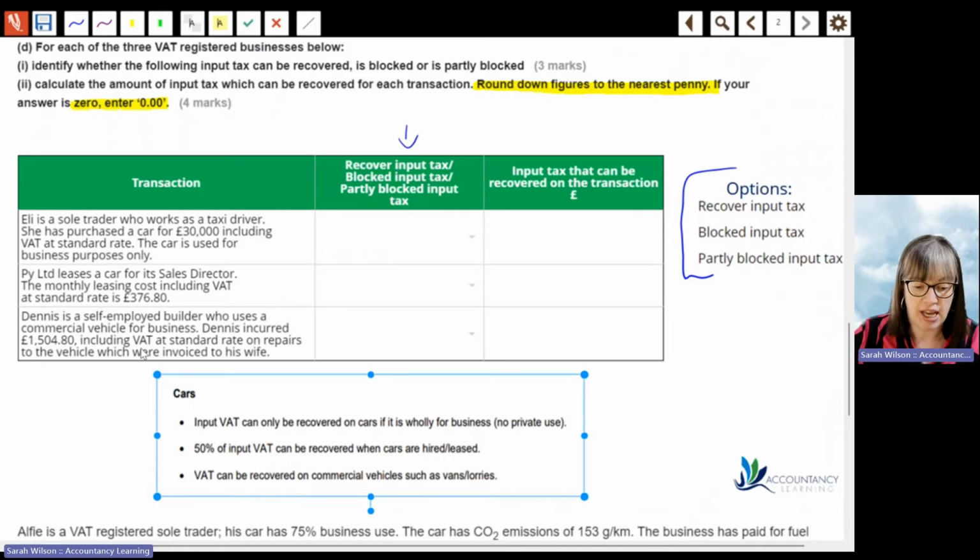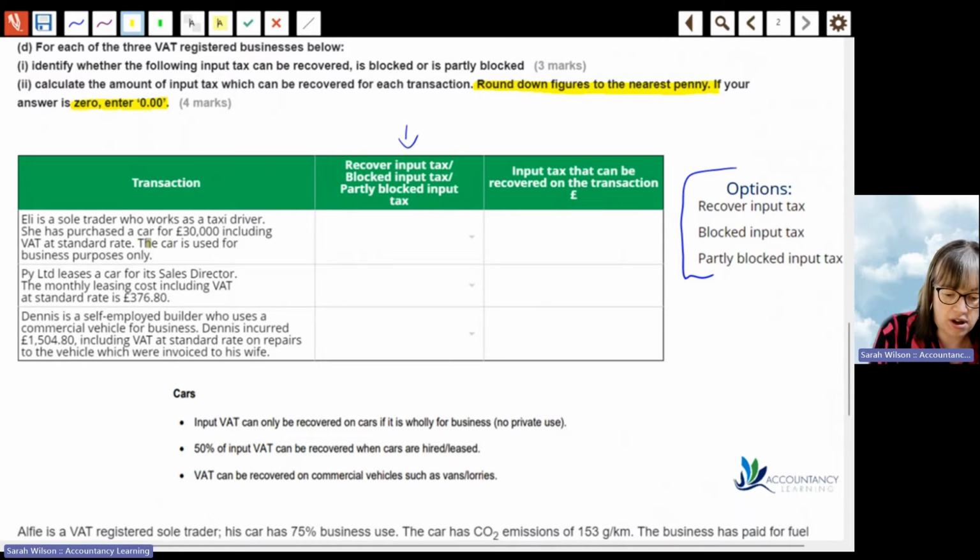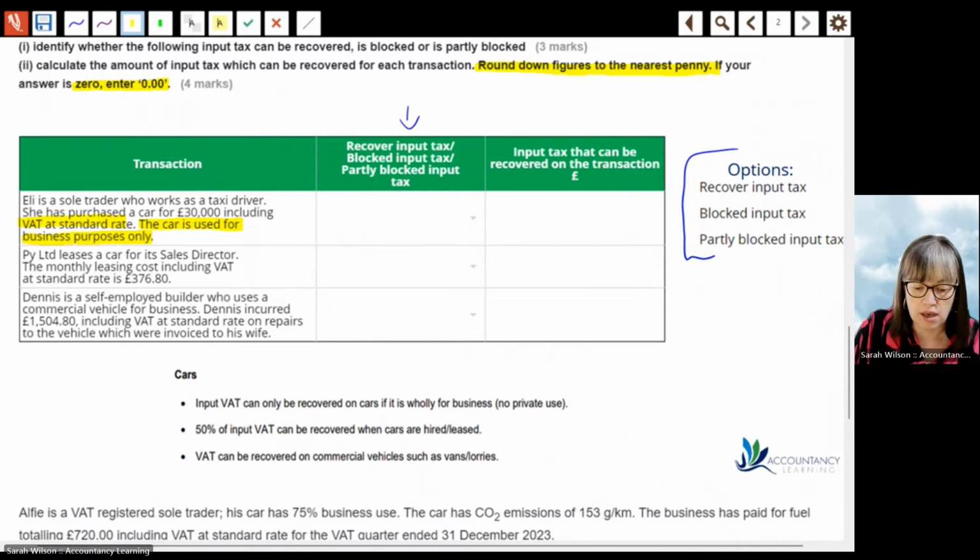So this first transaction then, we can see that the car is for business purposes only. VAT is at the standard rate. The first part of the material that we've got is that input VAT can only be recovered on cars if it is wholly for business use. So there's no private use at all. That applies to the transaction that we are looking at here. The car is used for business purposes only. So that means we can recover input tax.